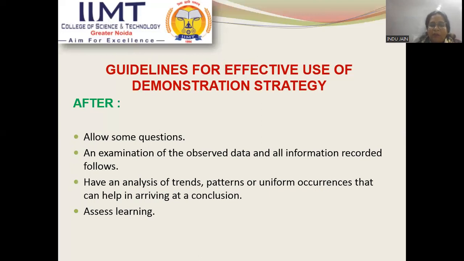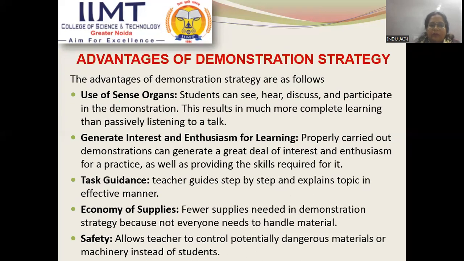Means it is very necessary to make a conclusion before the students after the demonstration is done. Ask certain questions of the students to assess the learning. There are certain advantages of demonstration strategy.